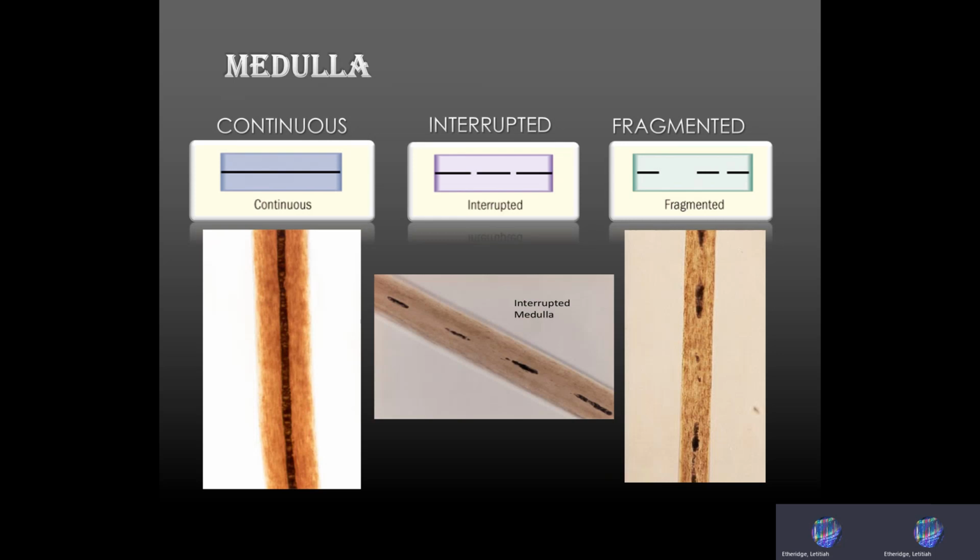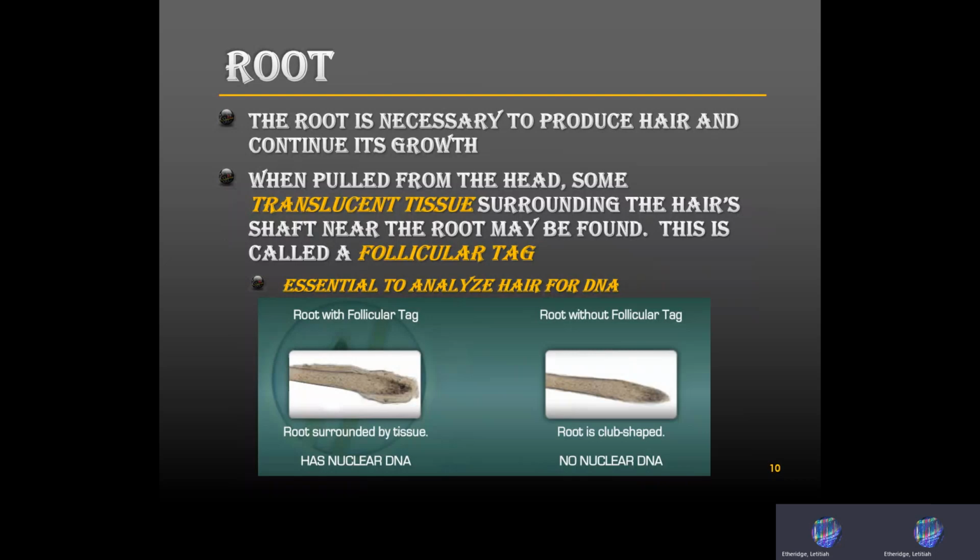Okay, so now that we've taken a look at those two things, let's take a look at the root. So the root's going to be necessary to produce hair and obviously to continue its growth. When you pull it directly from the head, and you guys have probably seen this if you've plucked a hair or pulled a piece of hair out, you'll see this translucent tissue that's surrounding the hair shaft. That's called a follicular tag. Now you're going to use that follicular tag to analyze for DNA, and that has nuclear DNA. So nuclear DNA you can trace back to a particular person.